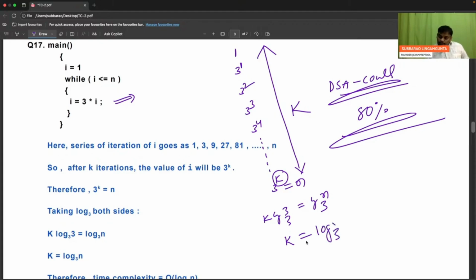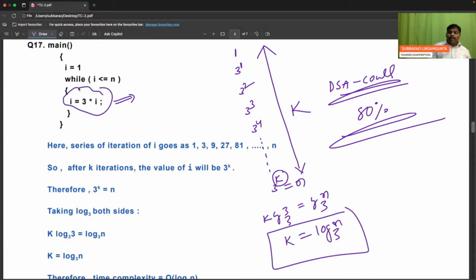Simple. Every time into 2 is log n base 2. Every time into 3 is log n base 3. Every time into 10 is log n base 10, into 20 is log n base 20, because the series will come like that.